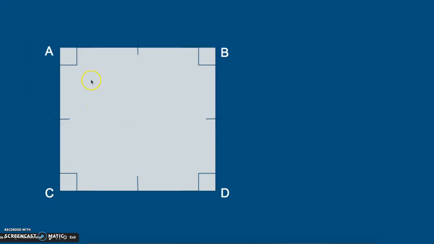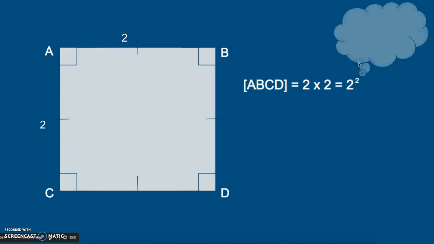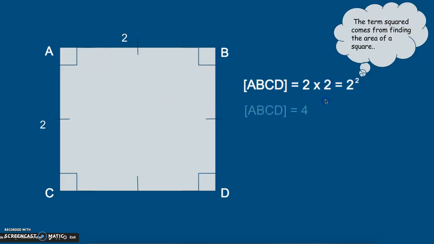Let's take a look at the area of a square. So I have my square, and since all 4 sides are equivalent, if I take the dimension of one side and multiply it by the dimension of the other side, I'm essentially just squaring it. And that's actually where this term came from, because the term squared comes from finding the area of a square, because you're squaring one of the dimensions. So 2 squared is 4, so that means that the area of this, it's not a triangle, it's a square. The area of this square is 4.